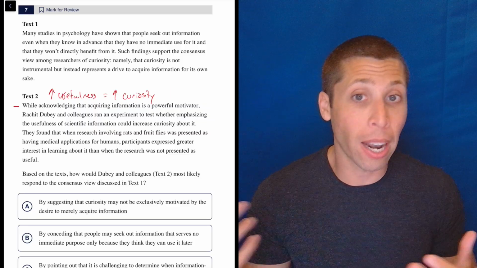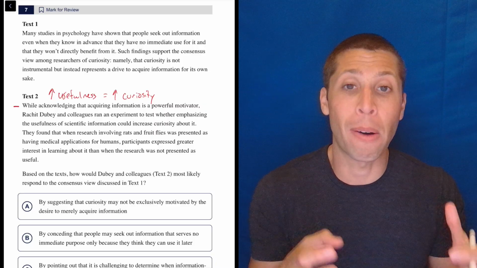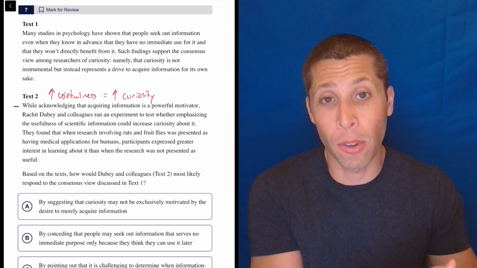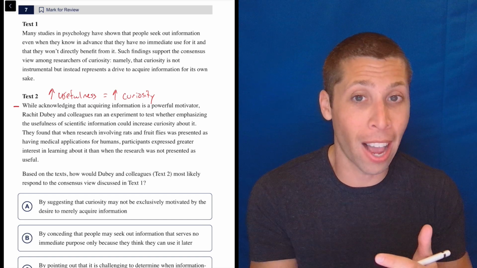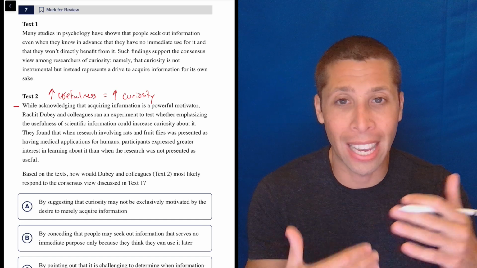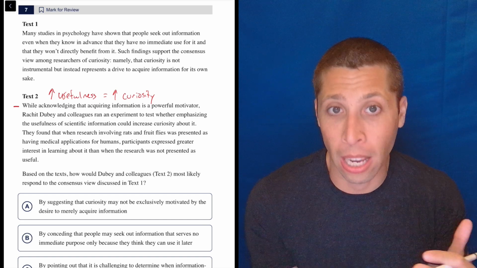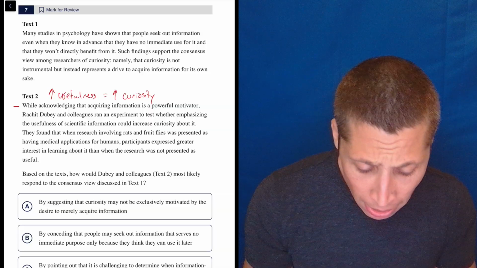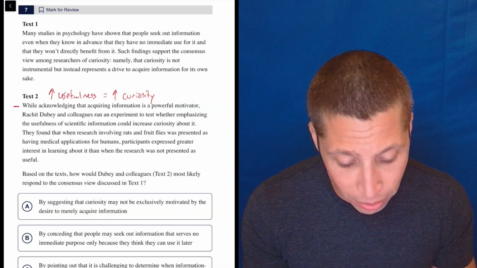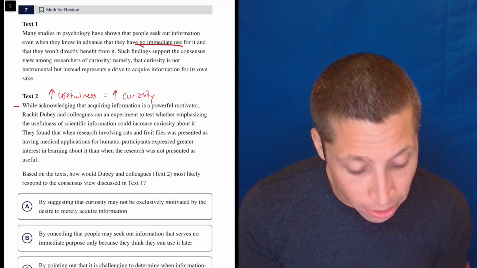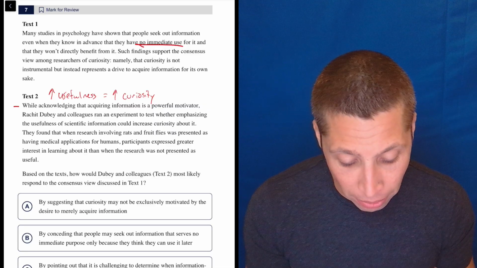So cool, but we got to know what this person would say about what text 1 is saying, the consensus view in text 1. So I got to read that. But now that I know what text 2 says, I think it's going to be easier for me to almost anticipate a reaction to text 1. So let's see. Many studies in psychology have shown that people seek out information even when they know in advance that they have no immediate use for it and that they won't directly benefit from it.